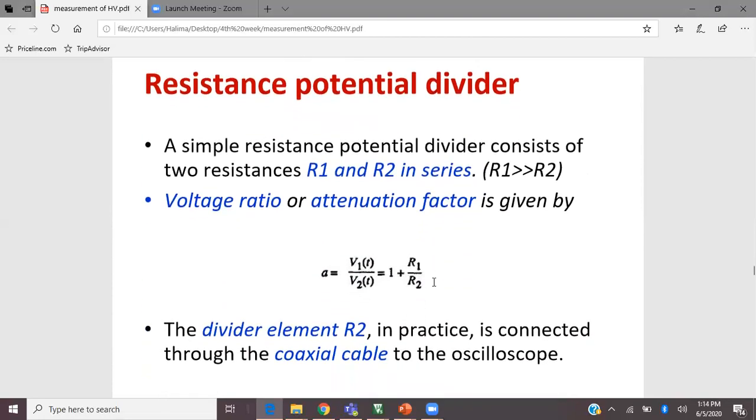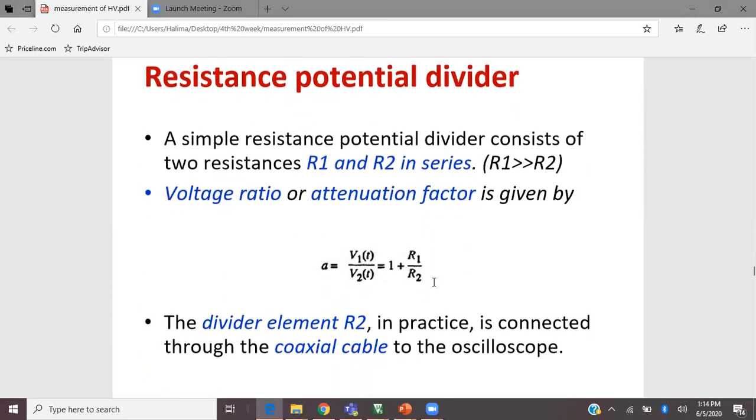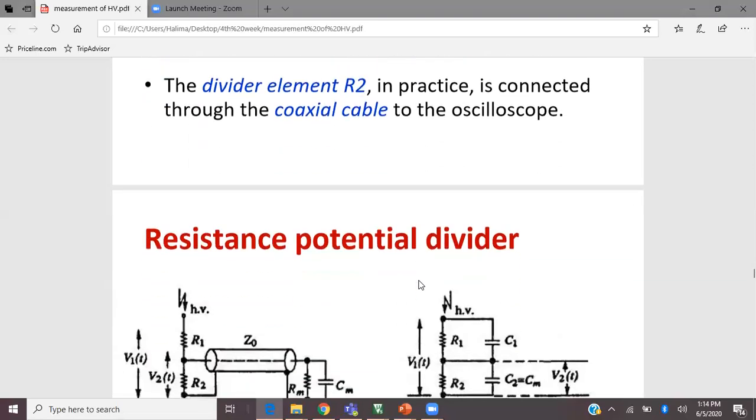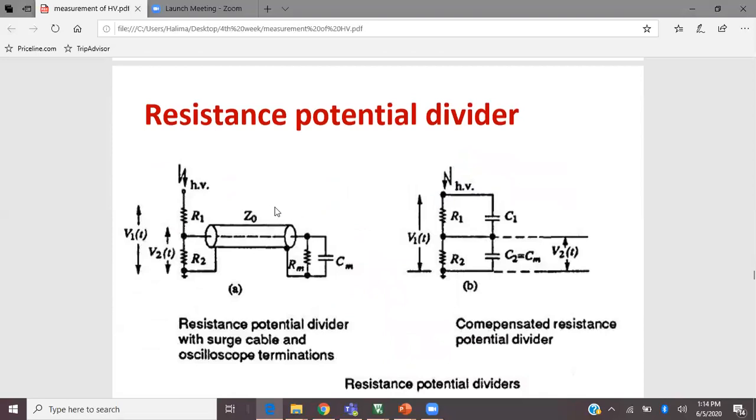So a simple resistance potential divider consists of two resistances R1 and R2 in series. And the voltage ratio, which we also call the attenuation factor, is given by V1 by V2 equal to 1 plus R1 over R2. The divider element R2 in practice is connected through the coaxial cable to the oscilloscope, as we have seen in this diagram.